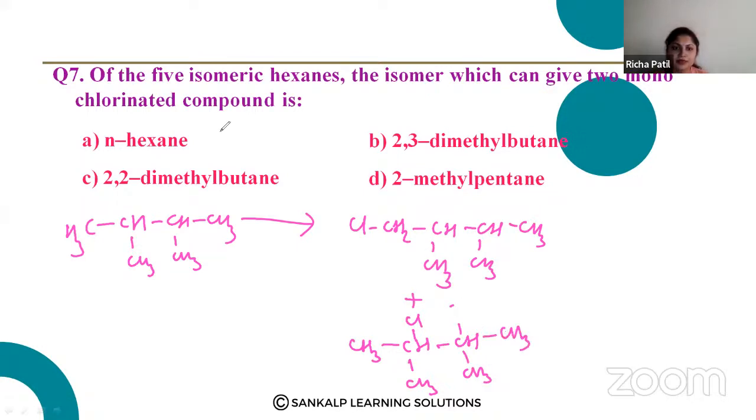What is the name? It is answer B, 2,3-dimethyl butane. From 2,3-dimethyl butane, one chlorine gets substituted at this position and another at this one. These are the two, because this is a secondary carbon and this is a primary carbon. So 2 monochlorinated compounds will be yielded from 2,3-dimethyl butane. This is the correct answer.